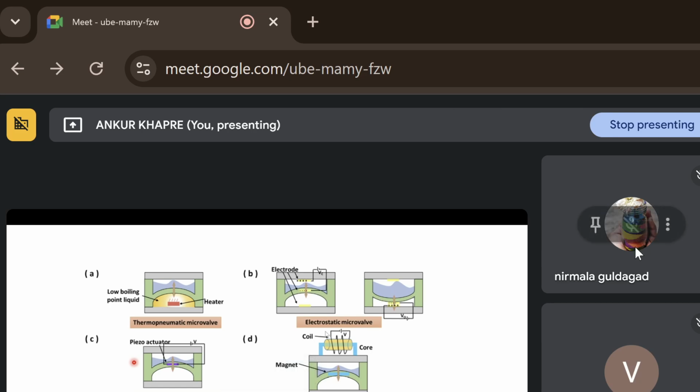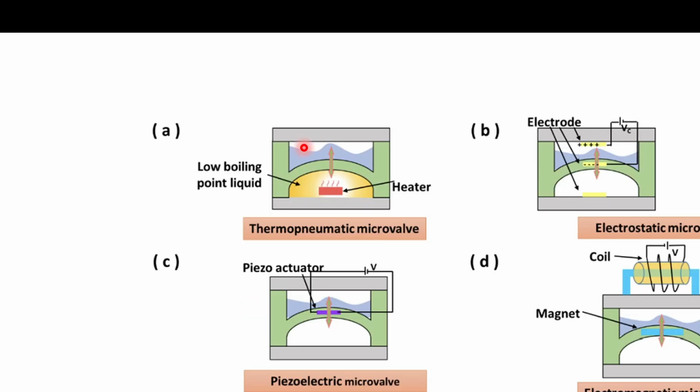Okay, so here there are different kinds of applications possible in microfluidic devices at a micron or nano level. So you need very few samples, or very little energy you can say, to do this kind of work. So the first one is the thermodynamic microvalve.